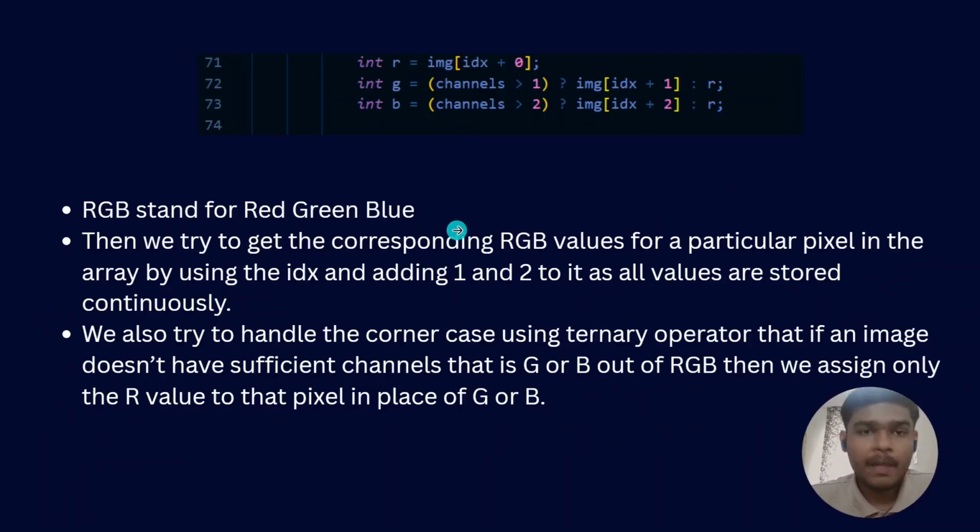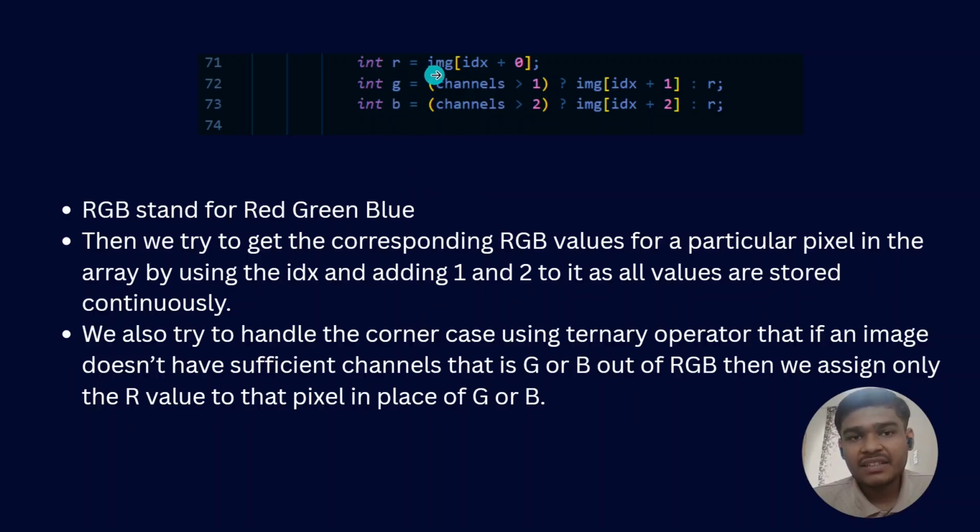So let's get ahead. First thing first, if somebody doesn't know, it's a common thing, but still, RGB stands for red, green, and blue. Then we try to get the corresponding RGB values for a particular pixel in the array. Here, all those are differently defined RGB colors. So we will be accessing them differently by using the IDX and adding 1 and 2 to its value, as they are stored continuously. Here we have seen that in the array it's first red, then green, and then blue.